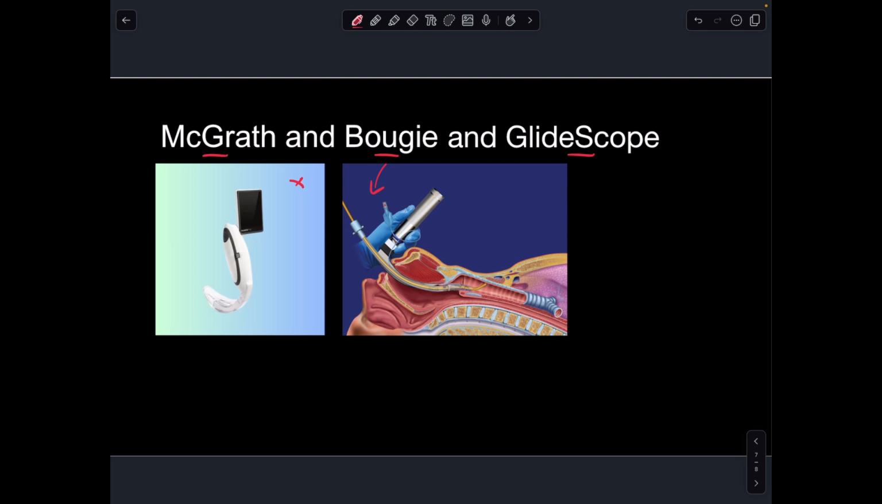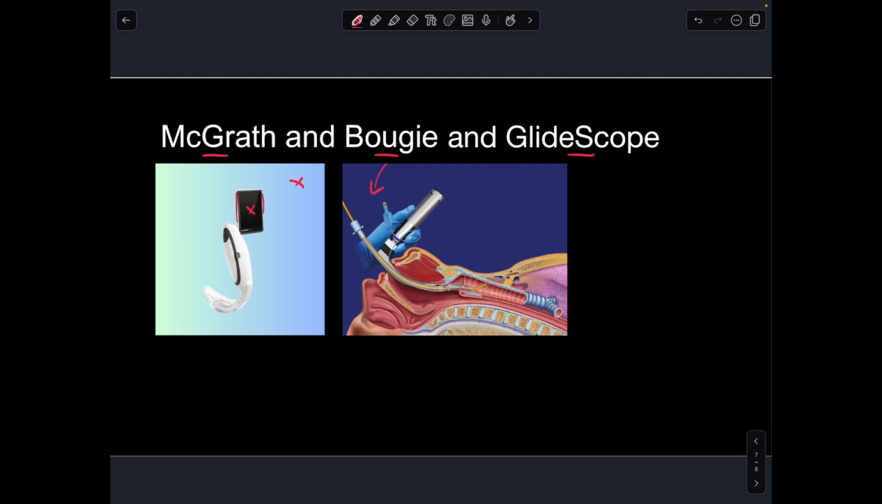The McGrath has the blade that curves down like this. You can have various different types of blades on it with different curvatures, sizes, angles, etc. And then it has a video screen up here. So even if you can't directly visualize the glottic structures, you can see the glottic structures indirectly on the screen.